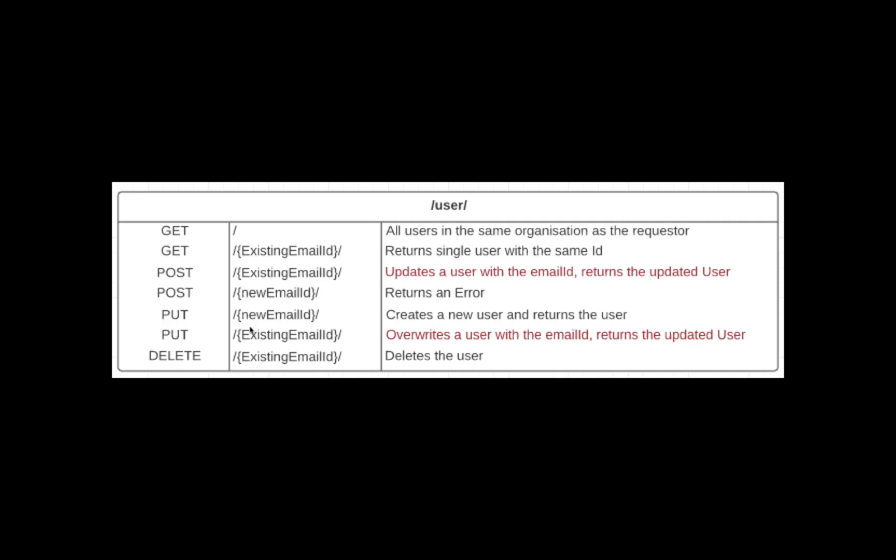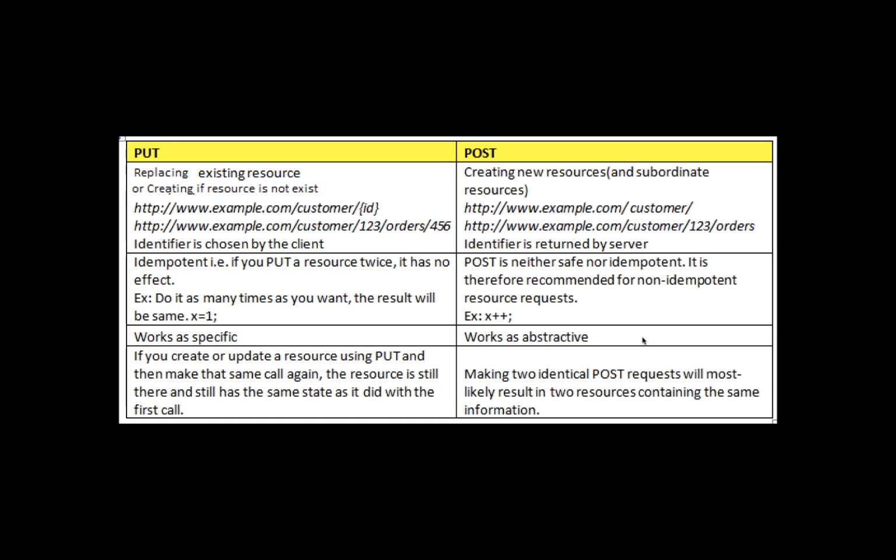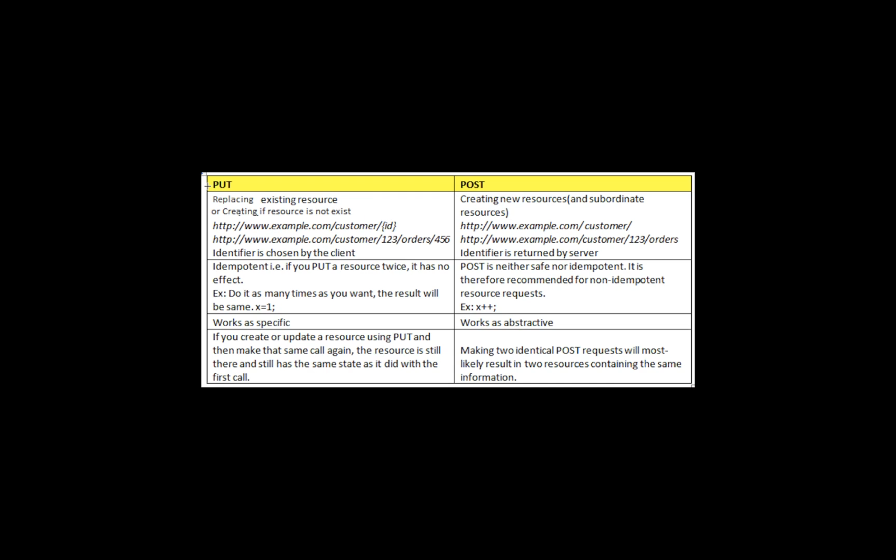Then this is again the basic definition. You can see PUT can be used for two purposes. It can create a new user and it returns the same user. And then it can update the existing user also on the basis of some identifier. It could be any ID, any existing email ID or any specific user ID. It says it overrides a user with the email ID and returns the updated user. If the user is not available, it will try to create a new user. It depends on how exactly the URI is defined, right? So it's a better definition.